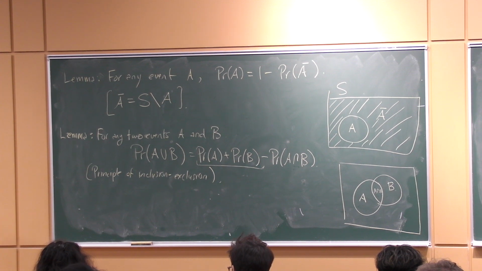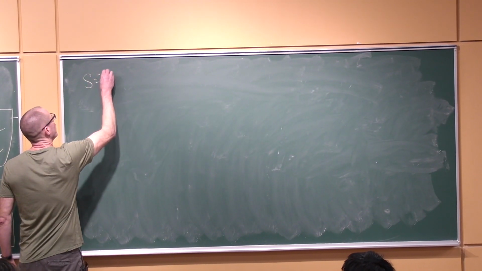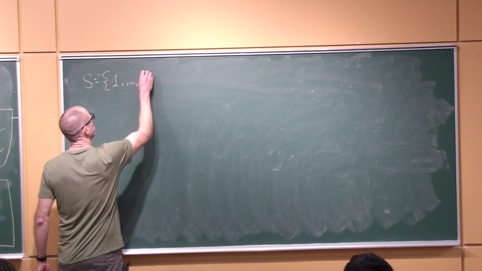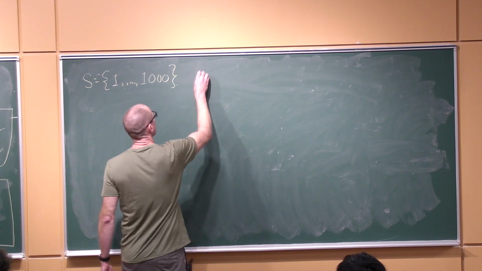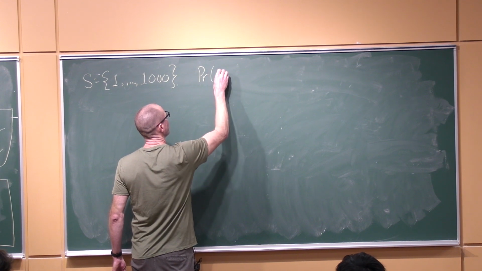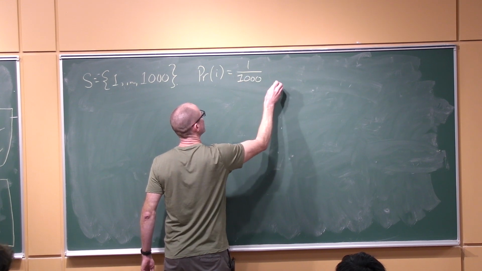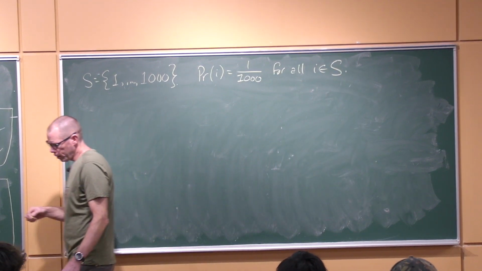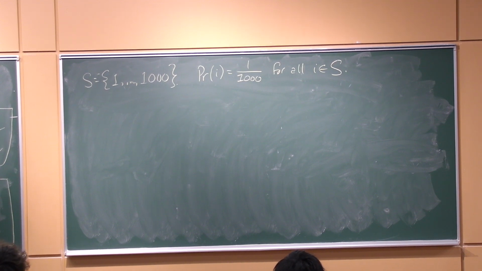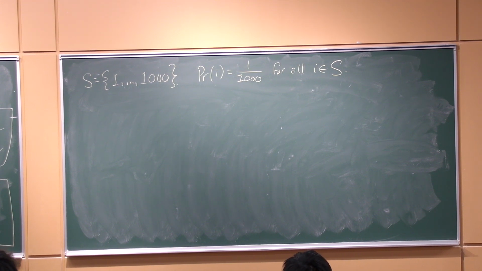No? All right. So here's then an experiment for us. Let's take a probability space over the set of integers 1 through 1,000, and the probability of I is equal to 1 over 1,000 for all I in S. So call this a uniform distribution over this set of integers 1 through 1,000. So someone picks a random integer between 1 and 1,000.